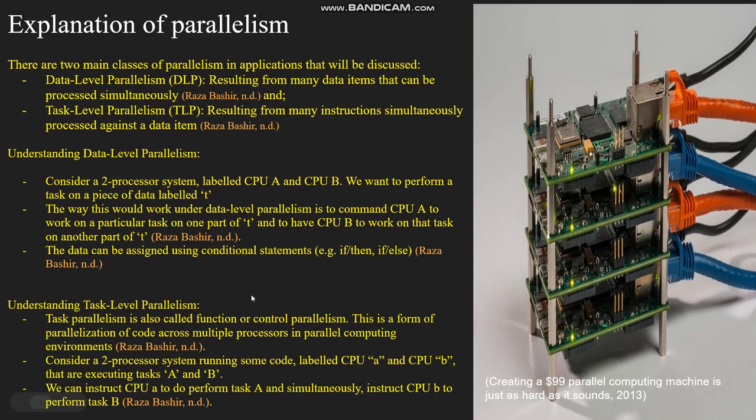And then we're going to go into task level parallelism. It's also called function or control parallelism. This is a form of parallelization of code across multiple processors in a parallel computing environment. So let's consider the example of a two-processor system running some code labeled CPU A and CPU B, that are executing tasks A and B respectively. We can instruct CPU A to perform task A, and at the same time instruct CPU B to perform task B.